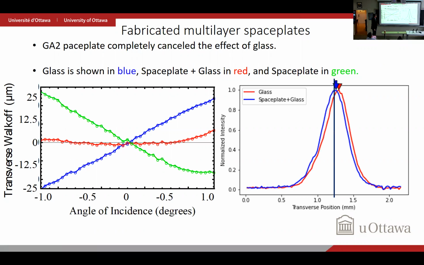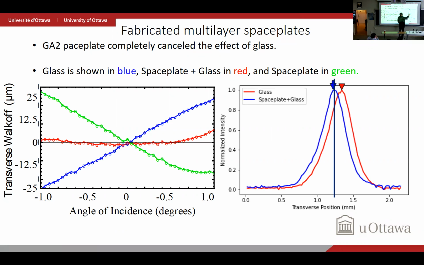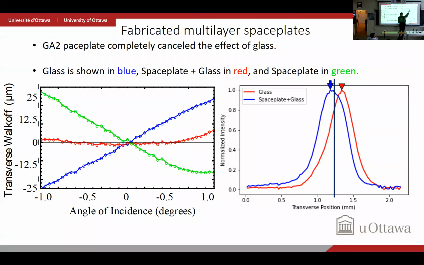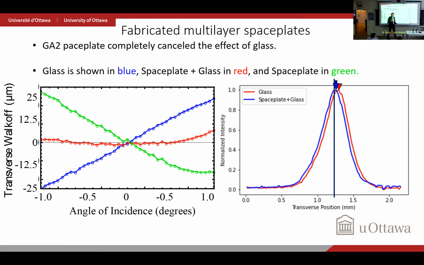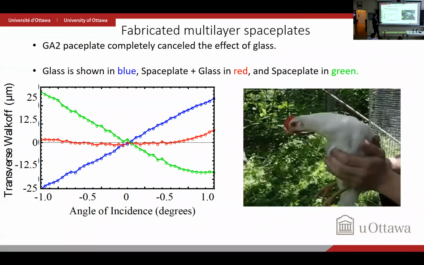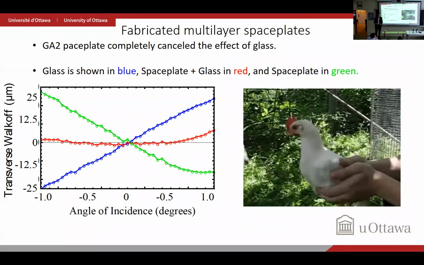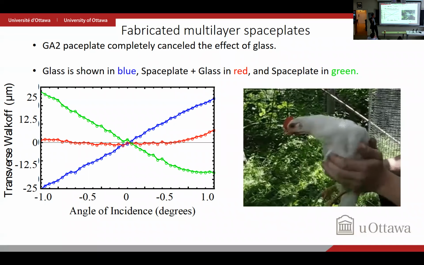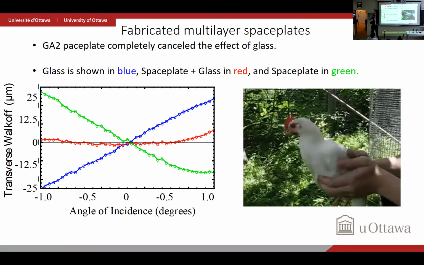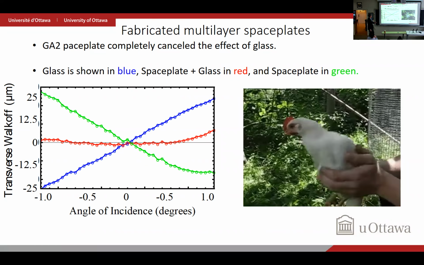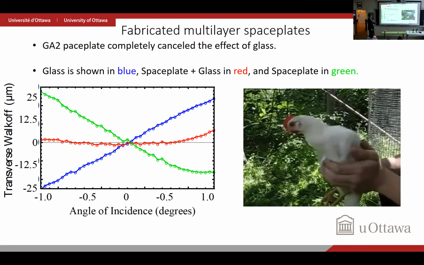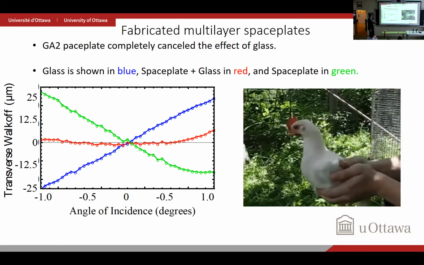So I have a little animation here that kind of shows it. It's not a huge effect over the range that we tested it, but you can see that this is the space plate with the glass, and it's staying relatively still, and the glass is moving to the side as we tilt it. So we kind of call this the chicken head effect, in the sense that like the chicken head, the beam is staying still as we rotate the glass. So that's our name for that. This is unpublished. We just got these results a few weeks ago.